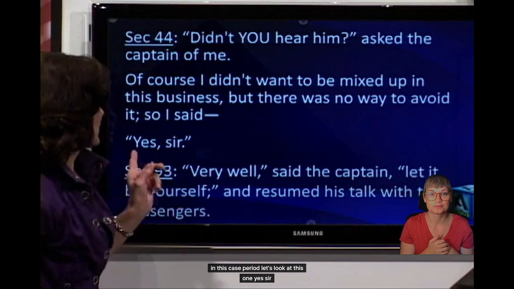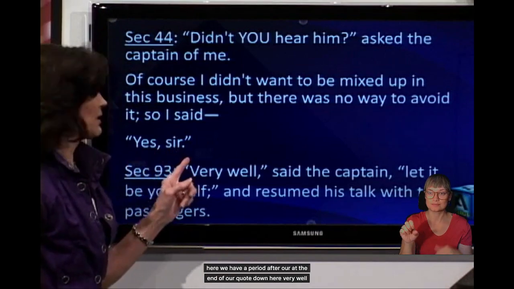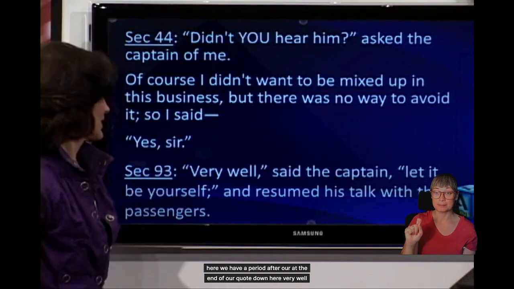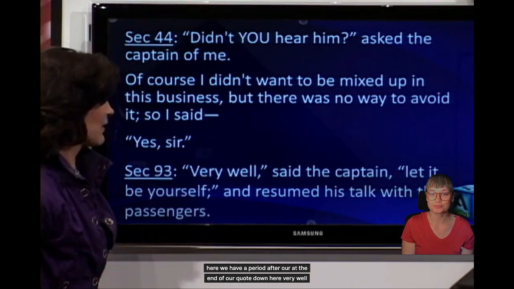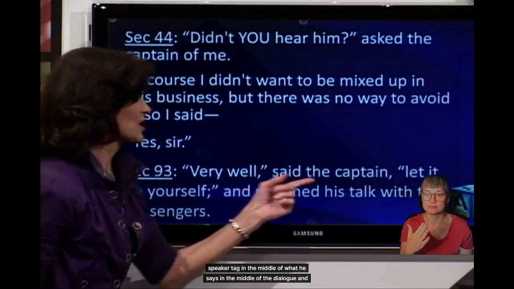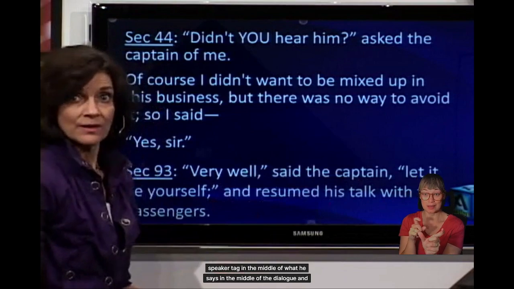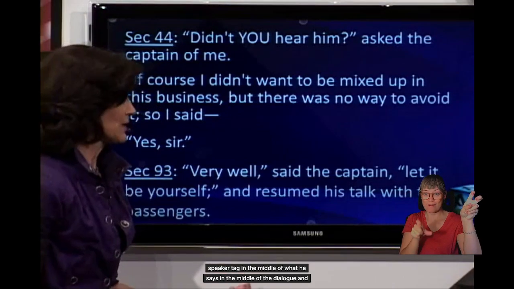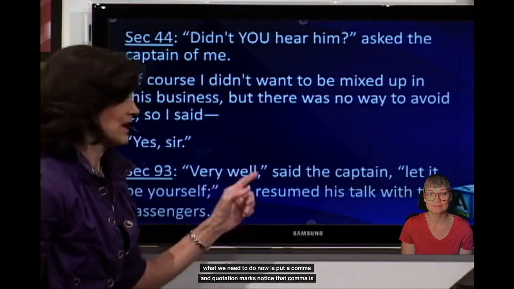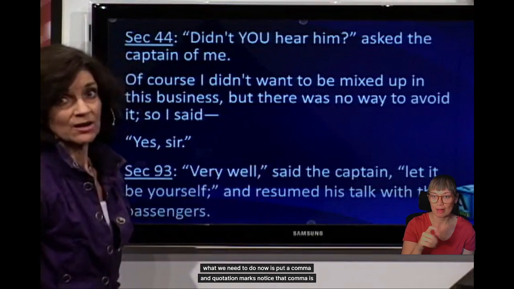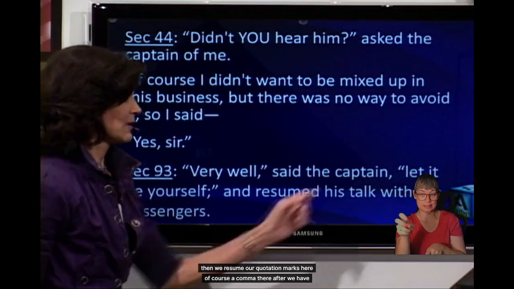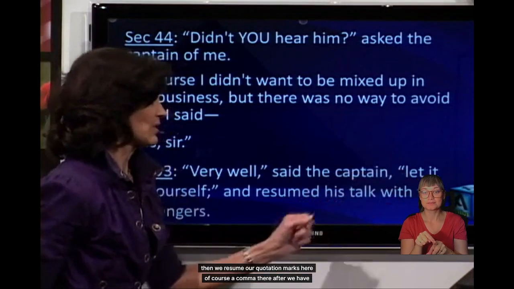Let's look at this one. "Yes, sir." Here we have a period at the end of our quote. Down here, "Very well," said the captain. I wanted to include this one because, look, we have our speaker tag in the middle of what he says, in the middle of the dialogue. And what we need to do now is put a comma and quotation marks. Notice that the comma is inside the quotation marks. Don't forget that. Then we resume our quotation marks here.